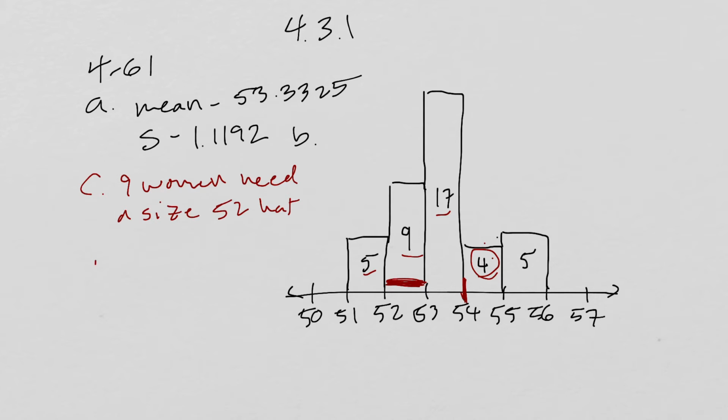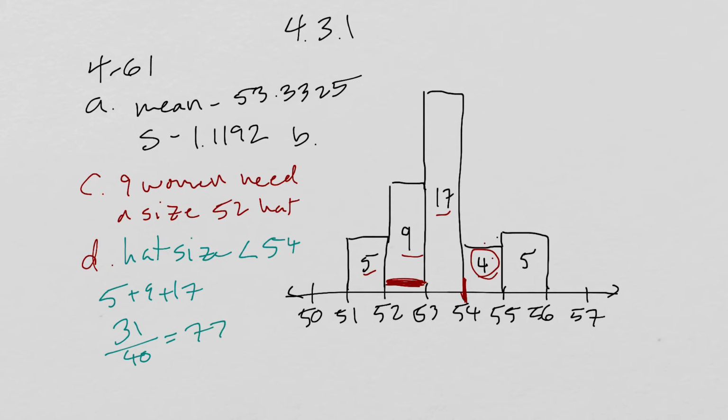Okay, so part D, hat size less than 54. There would be 5 plus 9 plus 17 women with a hat size less than 54. So that would be 31 over 40, which is 77.5%. Okay. So 77.5% of the women in this sample have a hat size less than 54.